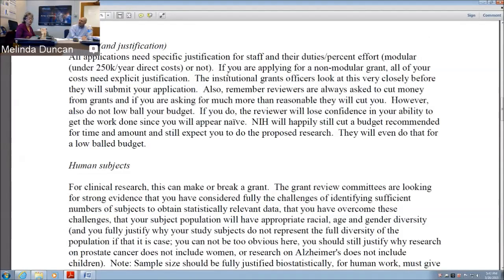And the thing is that your total budget amount will drop. I just got my non-competing increment. My grant was funded for 4 years at $250,000 a year. The non-competing increment I got 2 weeks ago was for $245,000.